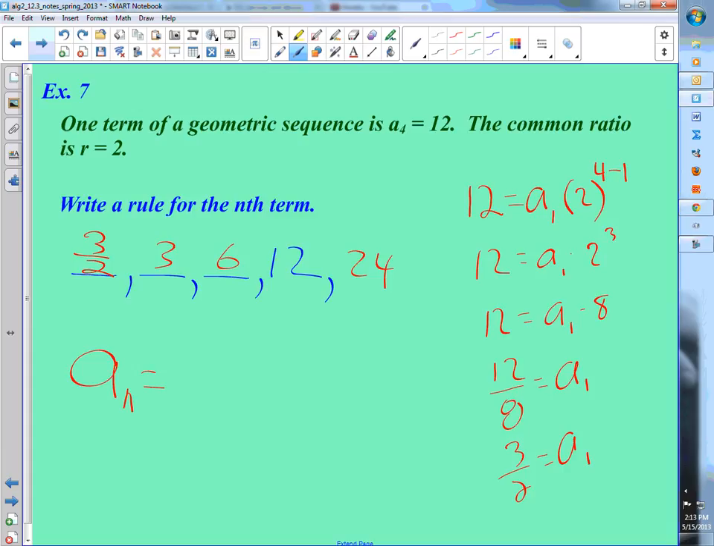Why are we going with the 1? Why are we using 1? Okay. Do you have the general formula written down somewhere? The explicit formula for geometric sequences? So what should I put?